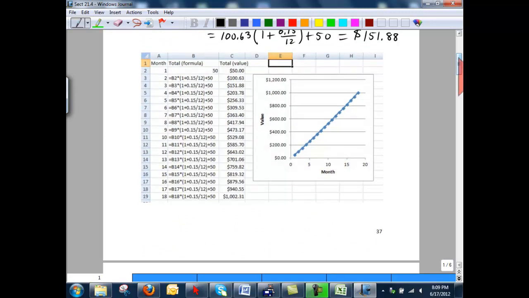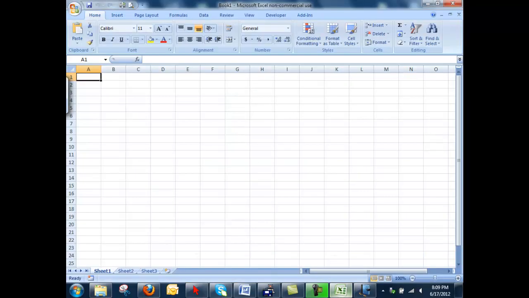So let's go to Excel. If you'll notice on the Outcomes page, I want to have a column containing the number of the months that I'm talking about. So in cell A1, I'll put a header, Month. And then I would like to number from 1 to 18 down this column.